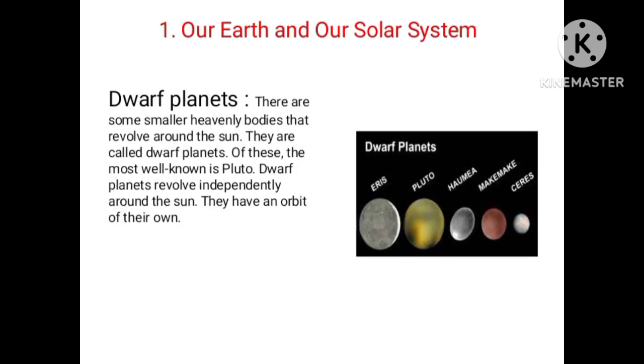Dwarf planets. There are some smaller heavenly bodies that revolve around the sun. They are called dwarf planets. Of these, the most well known is Pluto. Dwarf planets revolve independently around the sun. They have an orbit of their own.